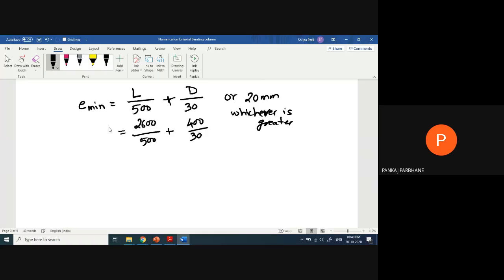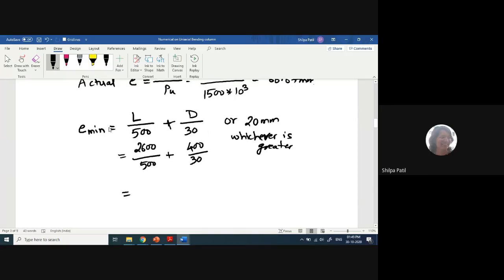18.33. This is 18 you are getting? Yes, ma'am. I think L should be as per the criteria given in the code. I have not kept the code open here. If you have a code, check the criteria for minimum eccentricity, whether it is the unsupported length or the effective length.